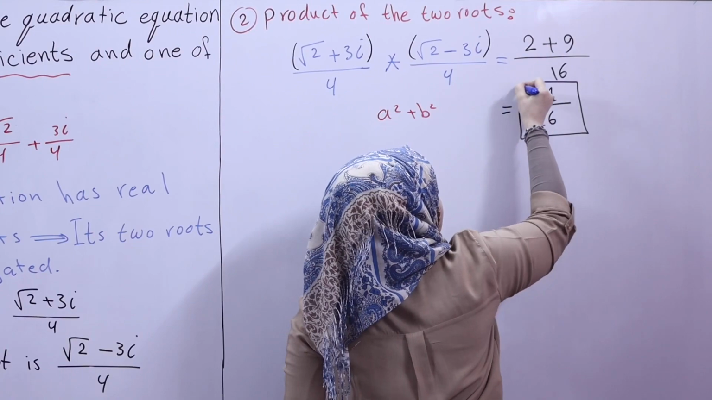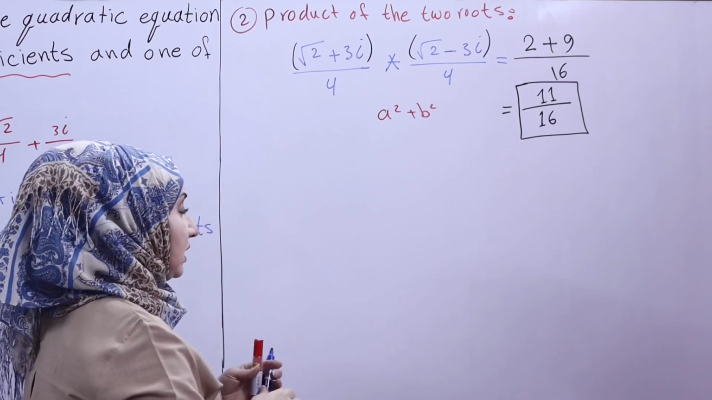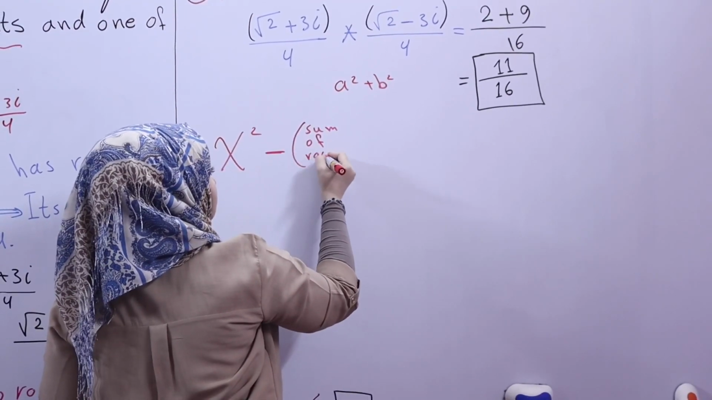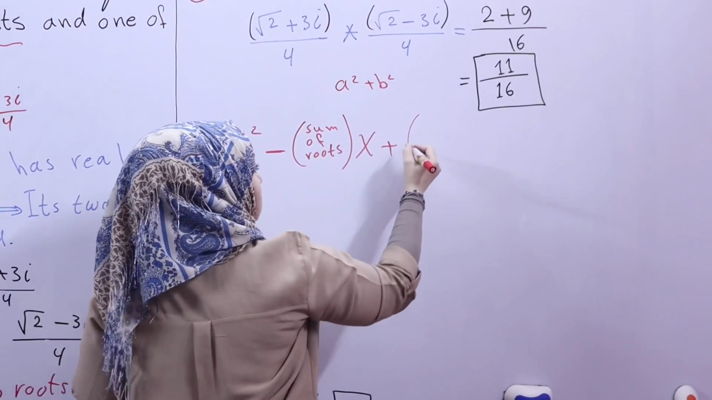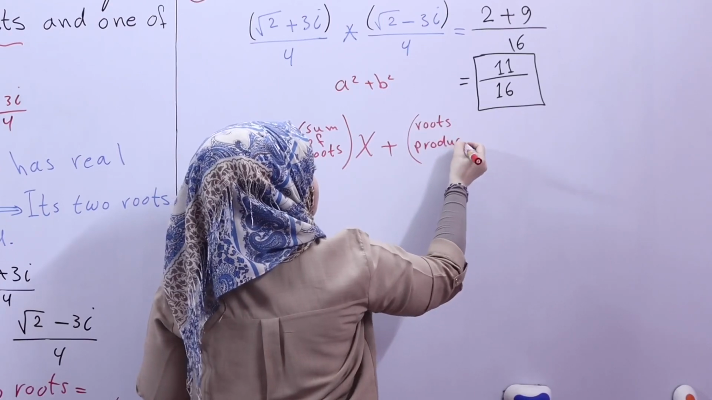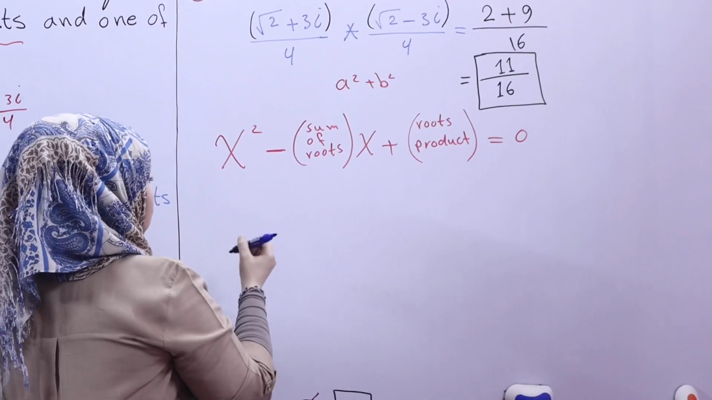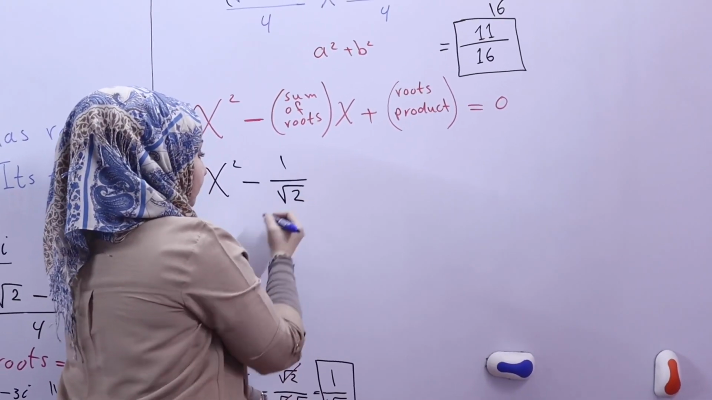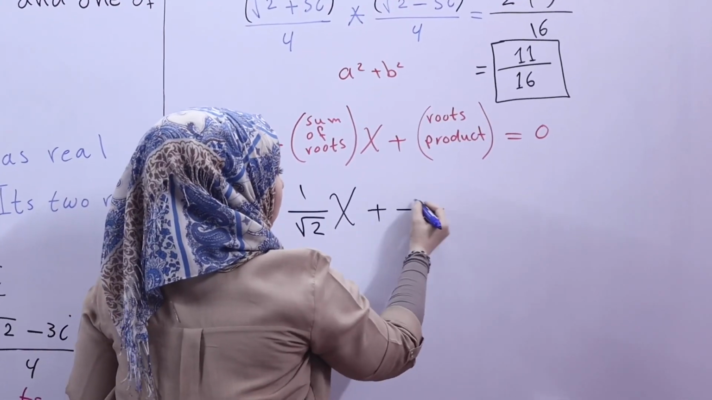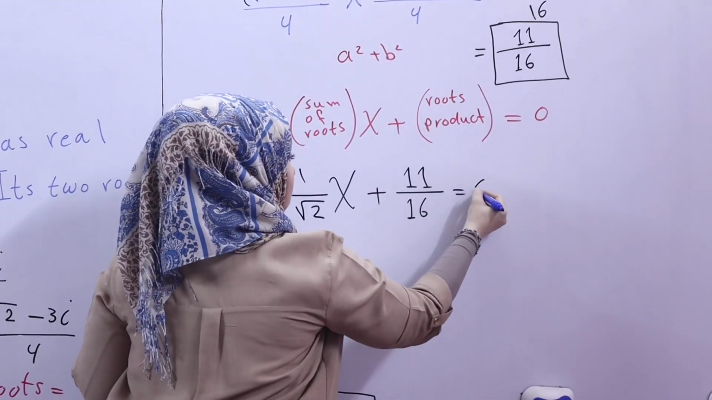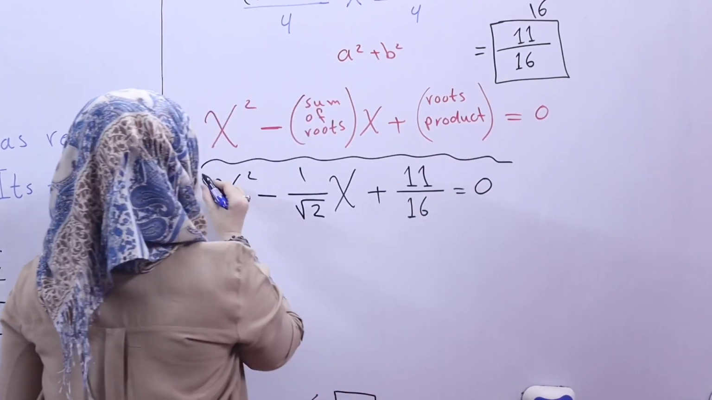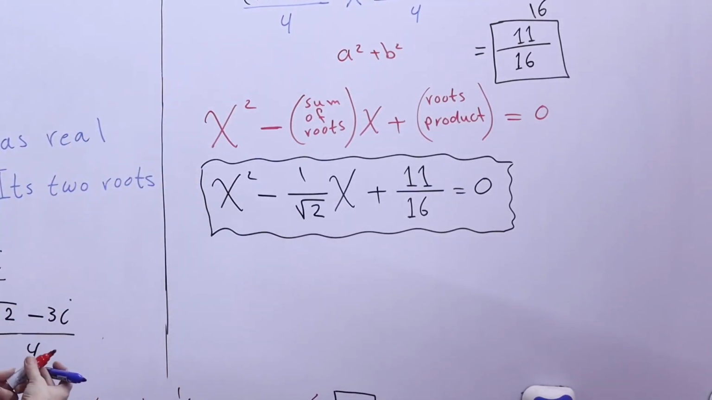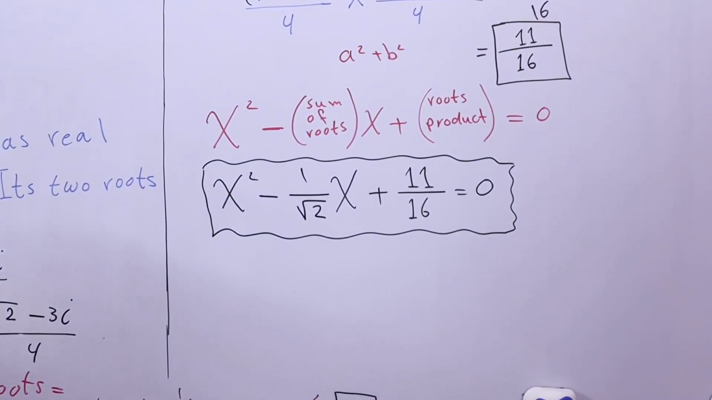This value represents the product of the two roots. And now we can write the quadratic equation, which will be x squared minus the sum of roots times x plus the roots product equals 0. So we find x squared minus the sum of the two roots, which equals 1 on square root of 2, times x, plus the roots product 11 on 16, equals 0. So this is the quadratic equation which is required in the question. This represents the solution for section C from question 4.